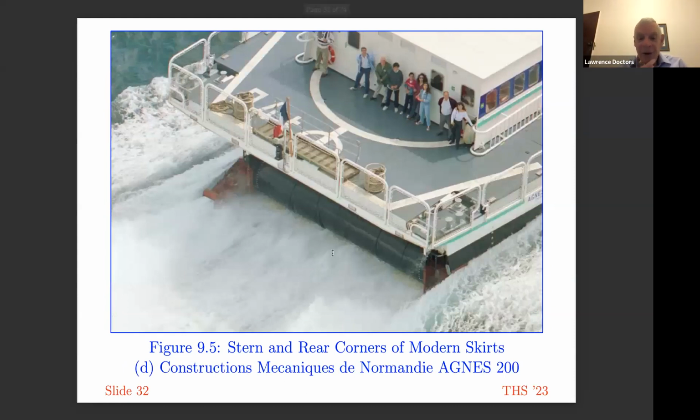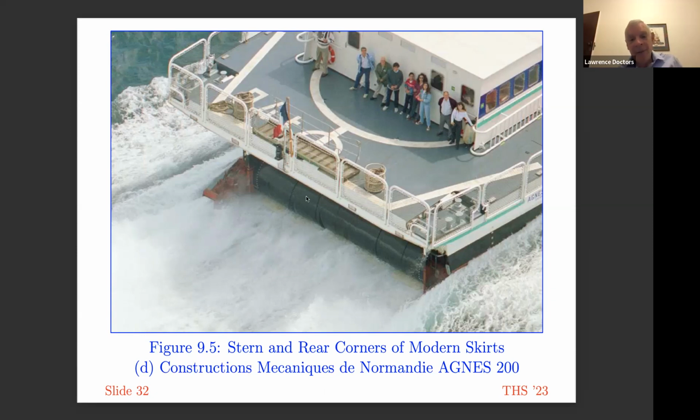This shows you the skirt of the French-designed surface effect ship, the Agnes 200. I'm probably mispronouncing that acronym. You can see the sidewalls here. This is the starboard sidewall. This is the port one. Presumably this red part here is the propulsion system. This looks like the water jet on the port side.